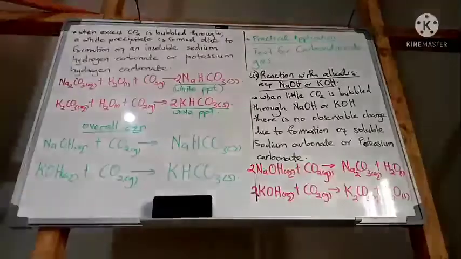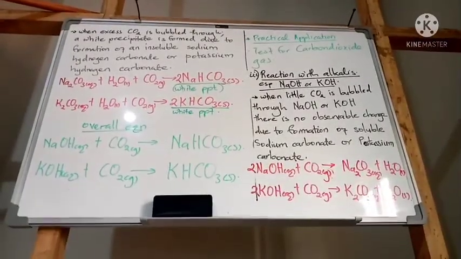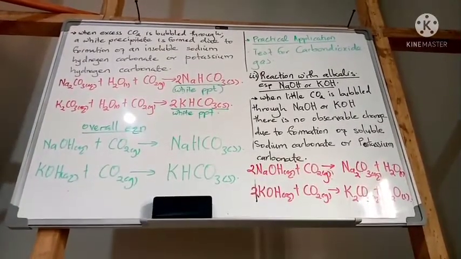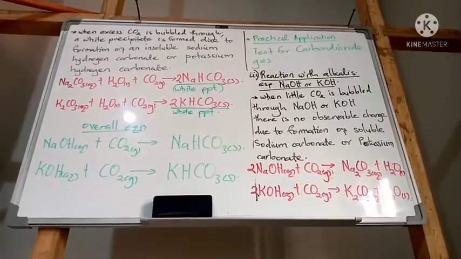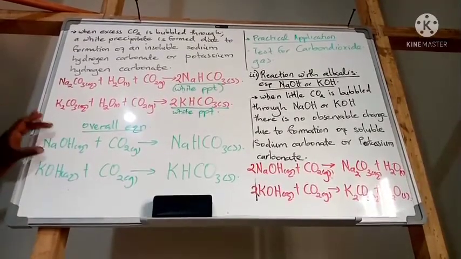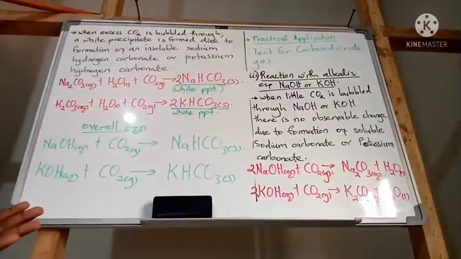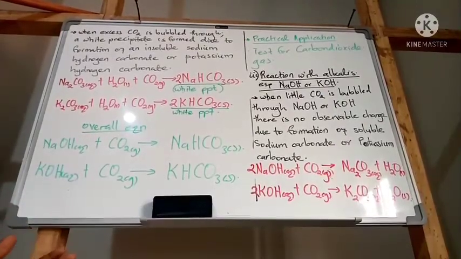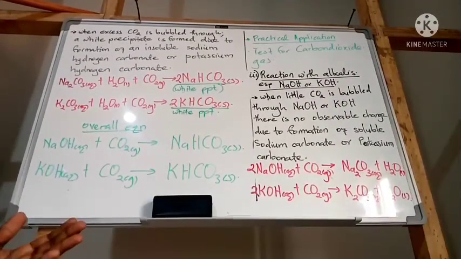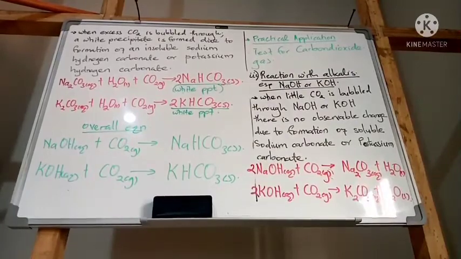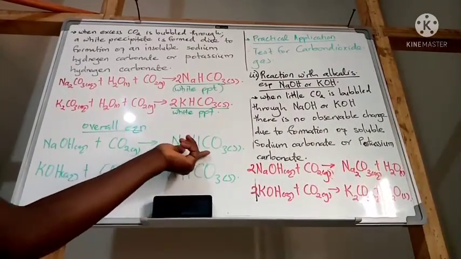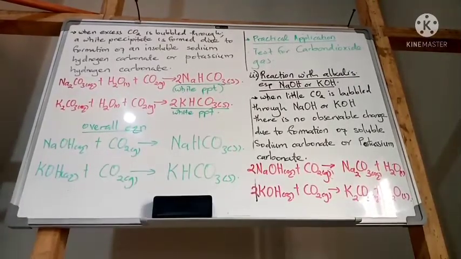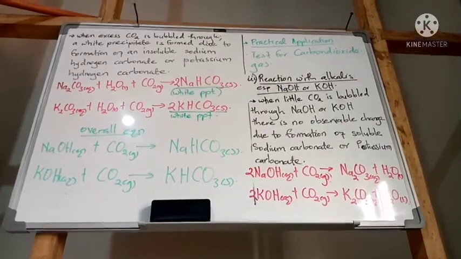the reaction of alkalis with carbon dioxide. So when you have your sodium hydroxide and you leave it exposed to air, later on you're going to find a white precipitate forming. Why will the white precipitate form? It is due to formation of sodium hydrogen carbonate, which is insoluble and appears as a white precipitate.